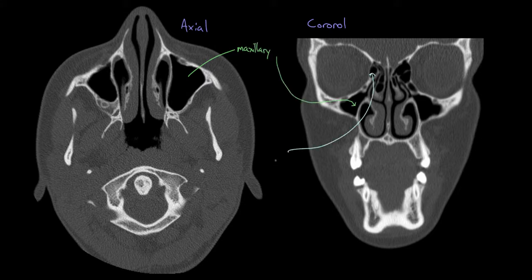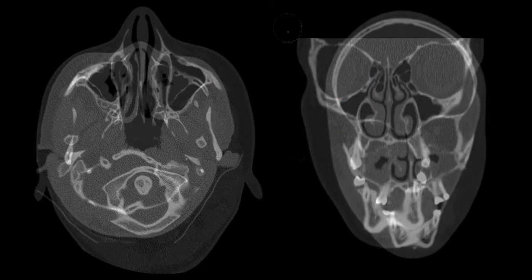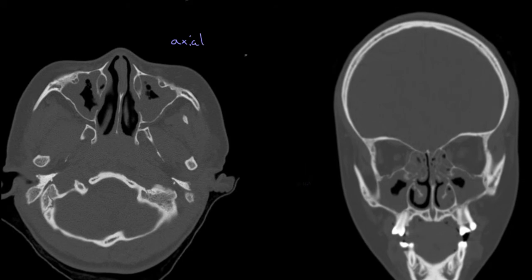And we have some ethmoid sinuses up here. Note on these images that they're filled in with black. That's air, or basically empty sinuses, which is the way they ought to be. So let's go to an abnormal scan. Here we have the same two images, one in axial and the other in coronal. And you can see the same sinuses. The maxillary sinuses here, and the ethmoid sinuses here.